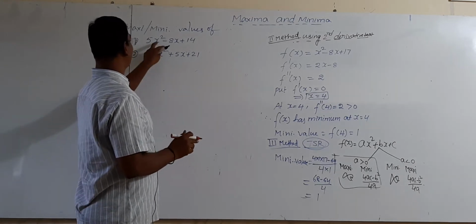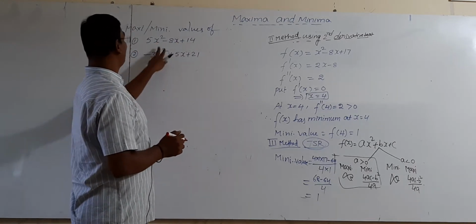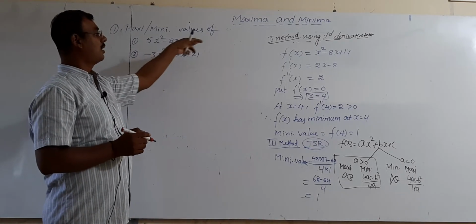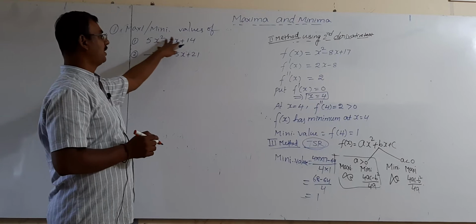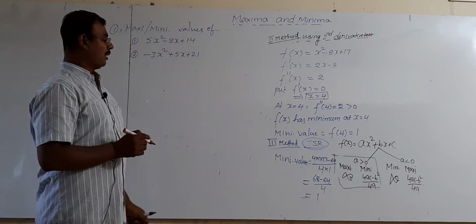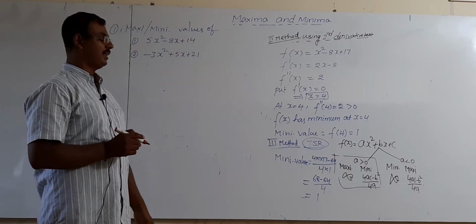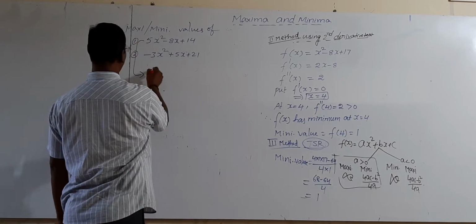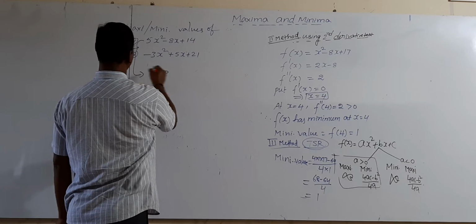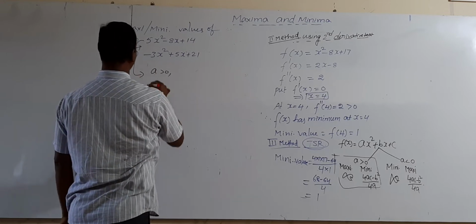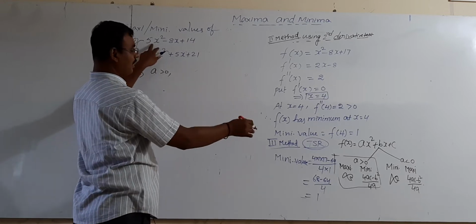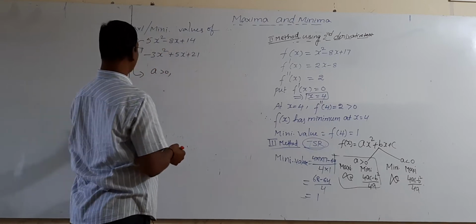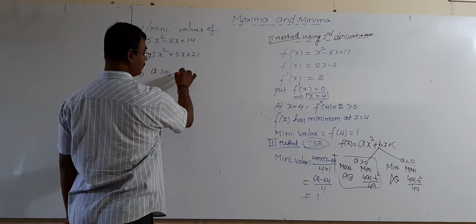5x square minus 8x plus 14. Shall we go with the first derivative test? Can you do it like this? You practice first derivative test and second derivative test. Now, from the entrance exam point of view, I am going directly with the TSR method. So in this equation a is greater than 0. Observe that maximum is infinity, so it has only a minimum value. So minimum value to find out.